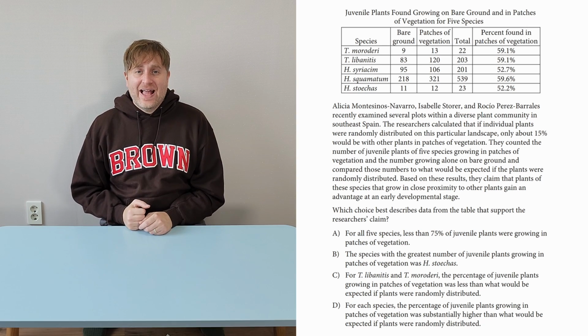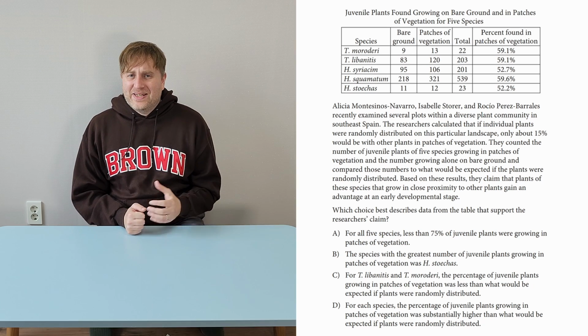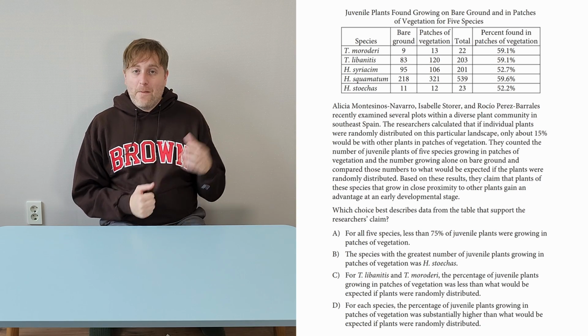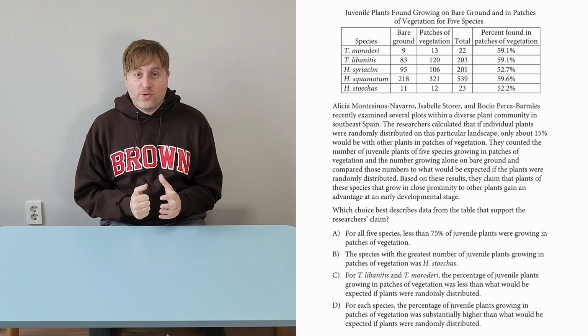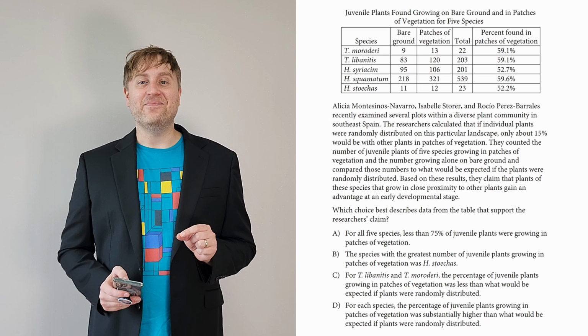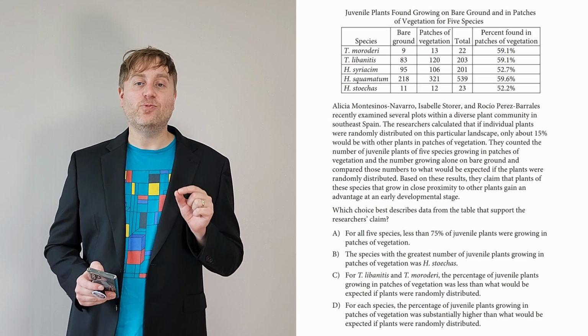But Mr. Greenberg, answer D isn't supported by the table. Are you sure about that? Sure, because the table just has 2 categories, bare ground and patches of vegetation. It doesn't say anything about the plants that were distributed randomly. You're right, student me. It doesn't, and I suspect that's why many students get this question wrong.